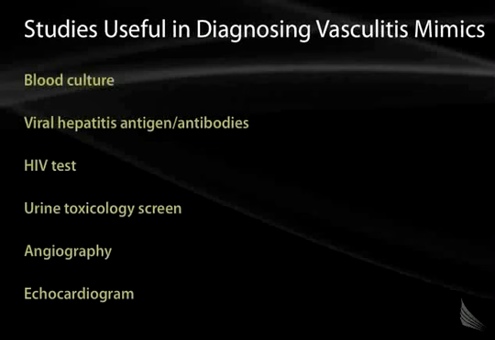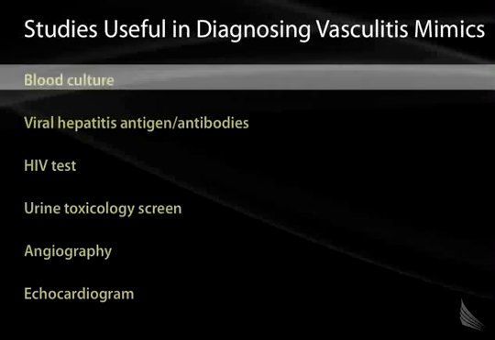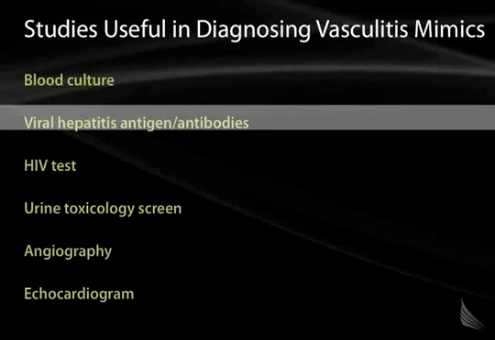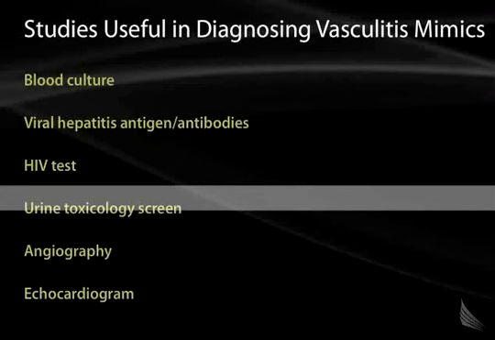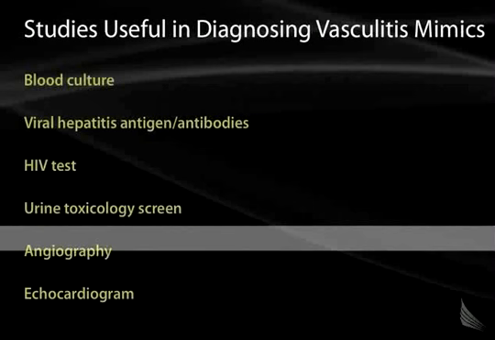Useful tests to differentiate these vasculitis mimics from any other would include blood cultures for the diagnosis of bacterial endocarditis, as well as transthoracic and transesophageal echocardiography. Looking at viral hepatitis antigens and antibodies, HIV test, a urine tox screen, or all the way to angiography to see how the vasculature is involved, can help differentiate the non-vasculitis cases from a case of true vasculitis.